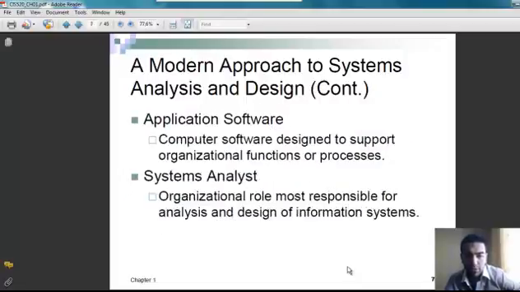Application software is computer software designed to support organizational functions or processes. The system analyst is the organizational role most responsible for analysis and design of information systems.